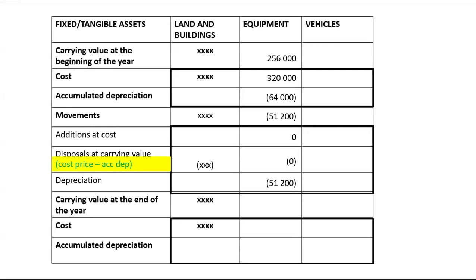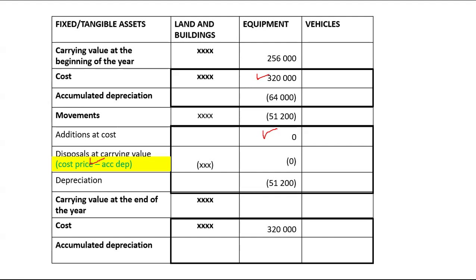Cost at the end is calculated by taking cost at the beginning of the year plus any additional cost minus cost of the asset sold. But all of those are 0, so cost is still the same, 320,000.